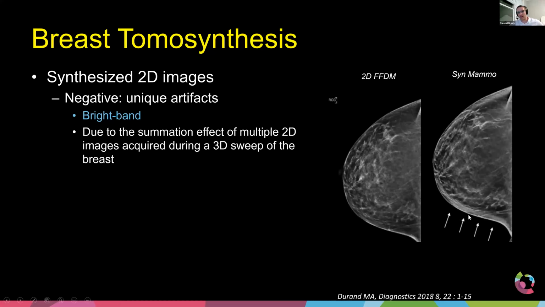You'll also get these bandings in the synthetic, and that's just because you're taking a three-dimensional object and averaging it together in multiple planes of view.